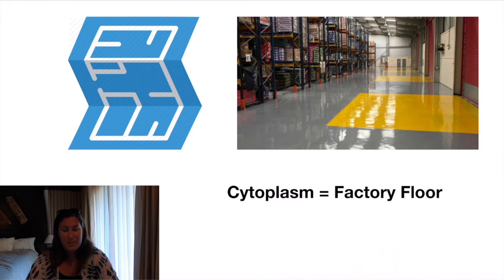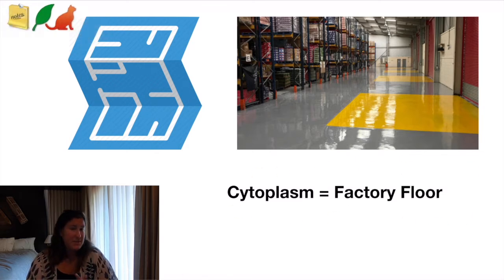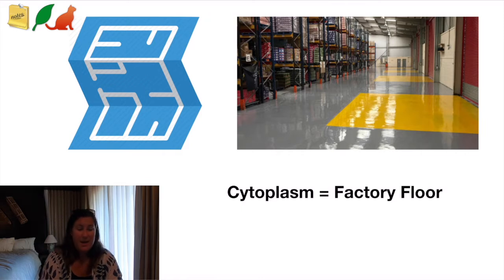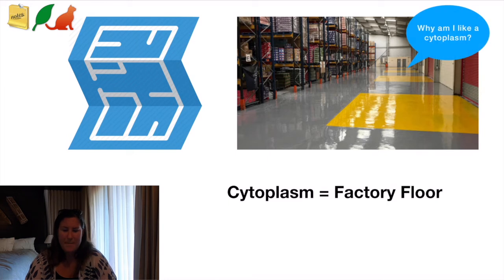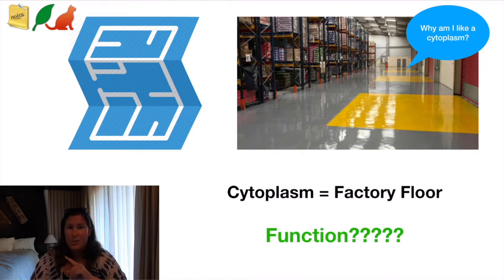So the next one we're going to talk about is the cytoplasm, and how the cytoplasm is like the factory floor. So there's our matchup for that one. Cytoplasm is in both plant and animal cells. So what do you think? Why might the cytoplasm be similar to the factory floor? Or could it be something else? Would there be another match that might also work? So think about it in terms of function.